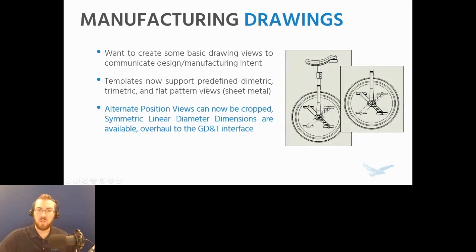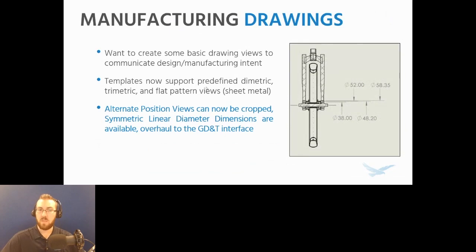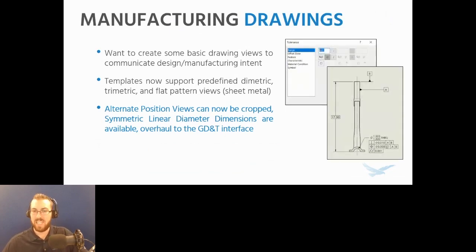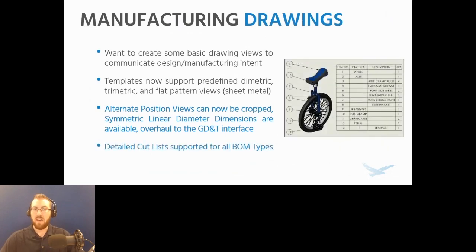What we're really going to focus on is the fact that alternate position views can now be cropped. That was one good enhancement. The new symmetric linear diameter dimension and the new GD&T interface. We also have our detailed cut list supported for all bill of materials types. And I should, of course, mention that detailing mode has been improved.